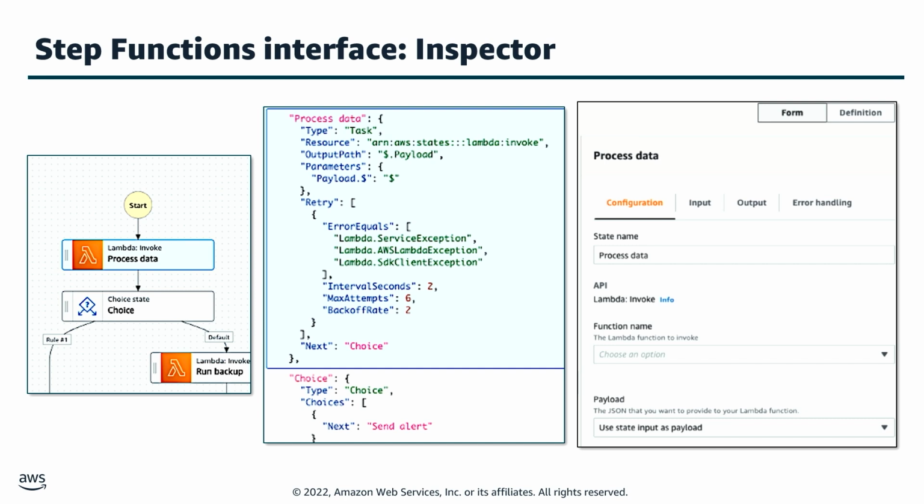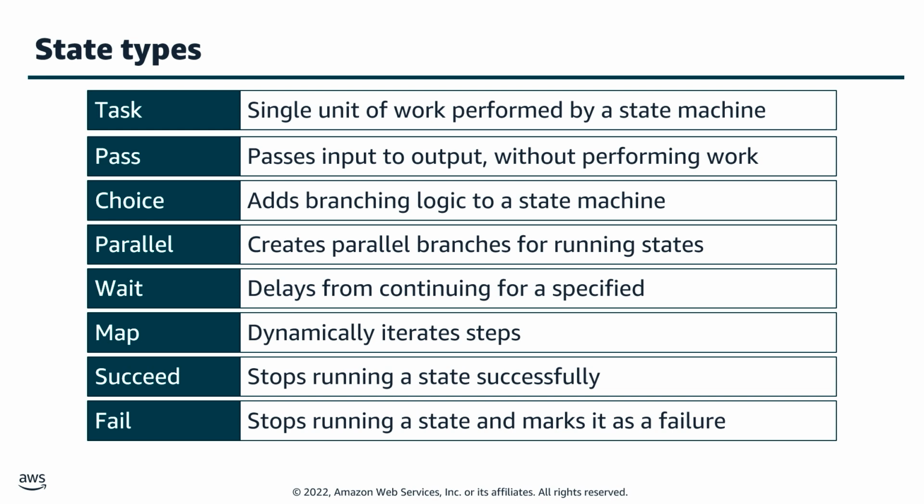Let's look at the different state types that are available and the functions that they perform within the Step Functions service. Each state has a different function. A task state is a single unit of work performed by a state machine. All work in a state machine is done by tasks, using an activity or Lambda function. A pass state passes input to output. As an option, you can add fixed data into the output.